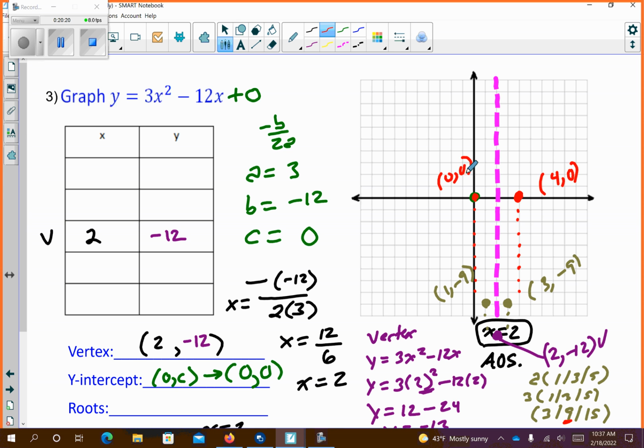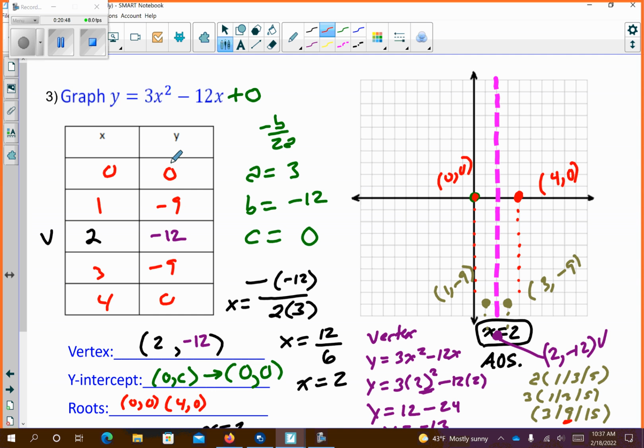That green and red dot are the same. Okay, so being that my y value is 0, my roots are (0, 0) and (4, 0). And then we could fill in the rest of our graph. To the right, I'm going to go (3, -9). To the left, I'm going to go (1, -9). If I go to the right one more, I'm going to go (4, 0), and (0, 0).